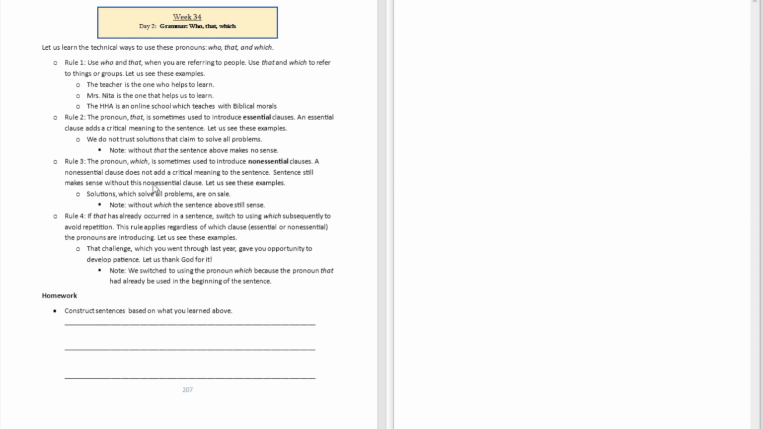So rule number 1: use who and that when you're referring to people. Use that and which when you're referring to things or groups. So we're going to see that example right now. The teacher is the one who helps us to learn. Who helps to learn, right? Mrs. Nieder is the one that helps us to learn. The HHA is an online school which teaches biblical morals.